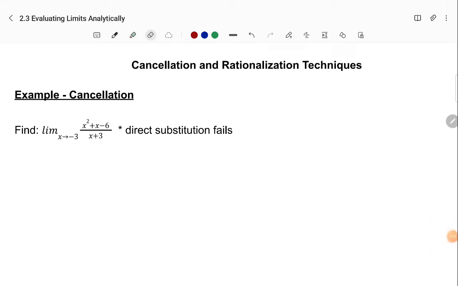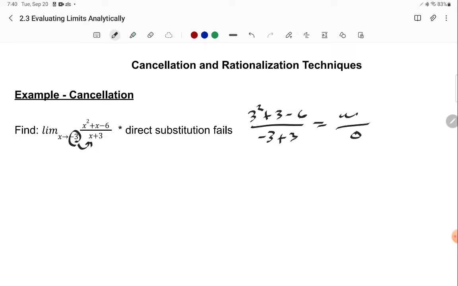So here's one. If we try plugging -3 into here, you notice you get (-3) squared plus (-3) minus 6 all over negative 3 plus 3, and you get something over 0. It doesn't matter what the top is at this point. But it's over 0, so direct substitution fails to exist.